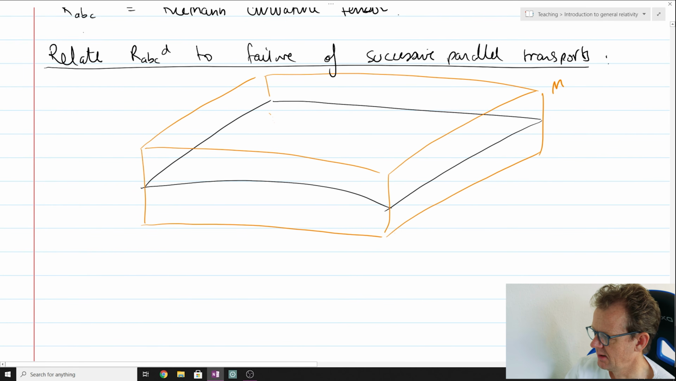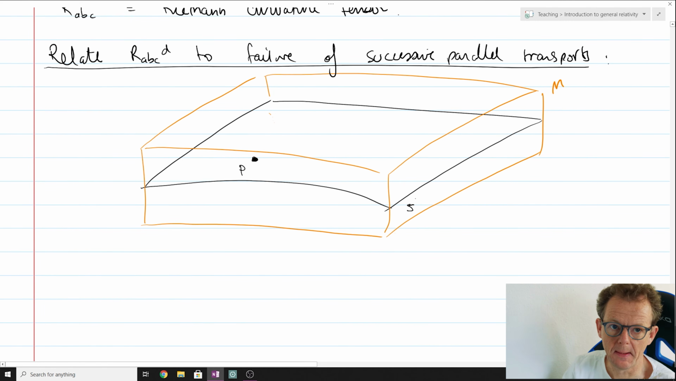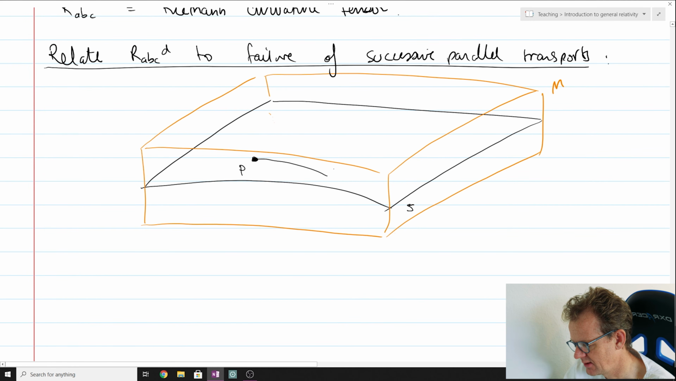And then what's going to happen is we're going to talk about successively parallel transporting a vector in two different ways. So we're going to start with some point P, and P is in a surface S. It's also in a big manifold M. And what we're going to imagine is we start at P and that there is some two-dimensional surface S that P lies in as well. This is really important. And we're going to parallel transport our vector along one curve in S, along another curve in S, along another one, and then back to where it started from.